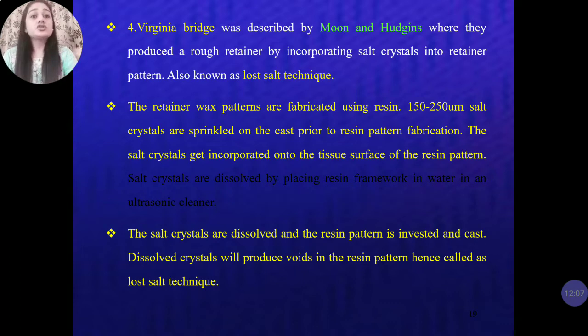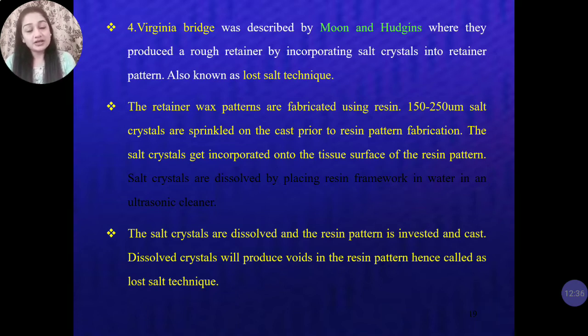Then coming to what are Virginia bridges. So we will see what are Virginia bridges. This is the fourth type of resin bonded fixed partial dentures. The Virginia bridge was described by Moon and Hudgens, where they produced a rough retainer by incorporating salt crystals into the retainer pattern. Hence it is also called the lost salt technique.